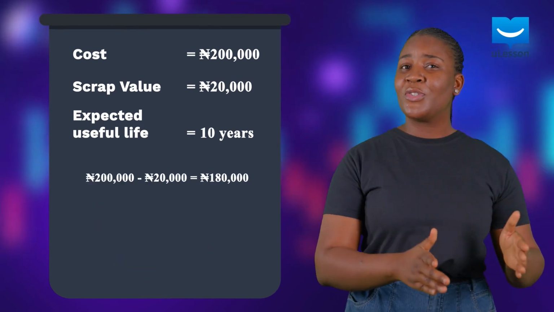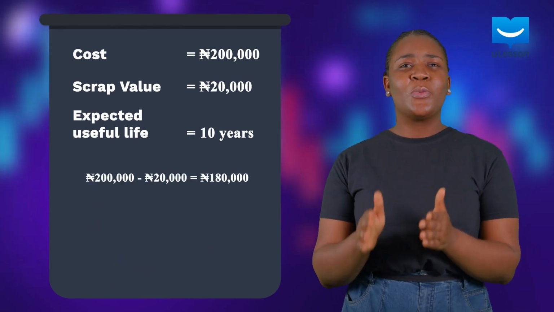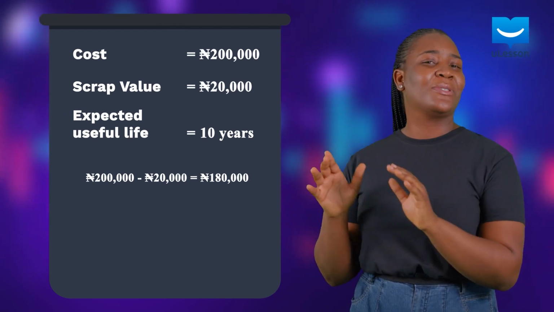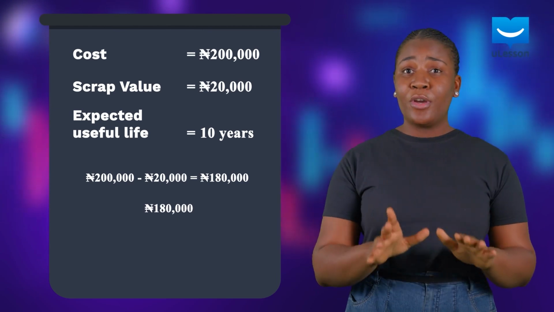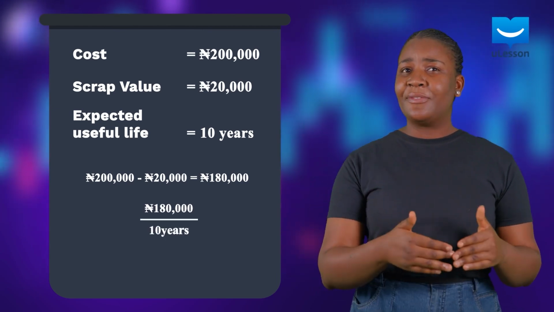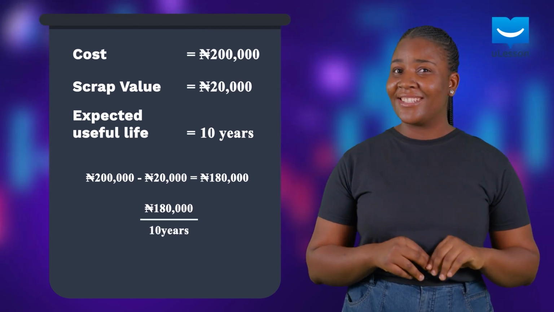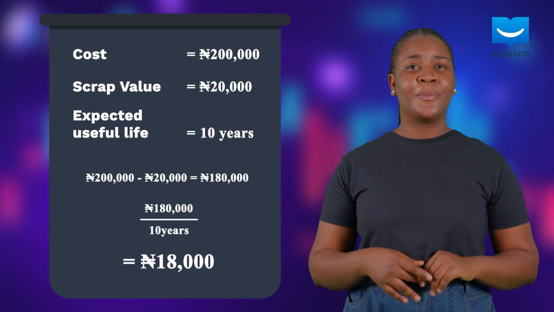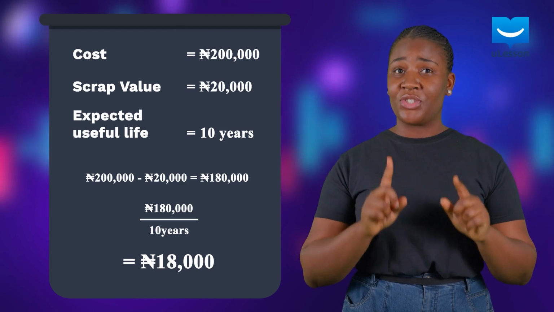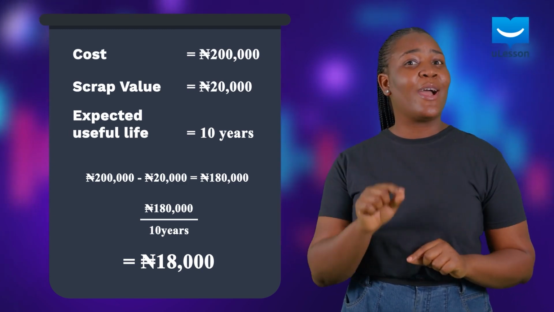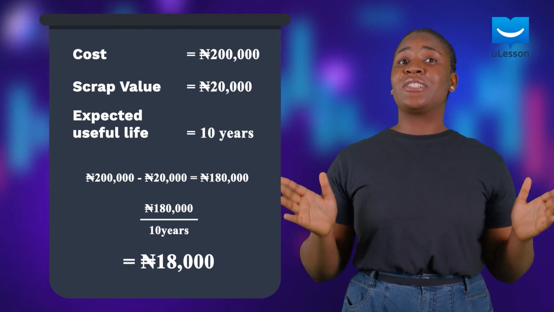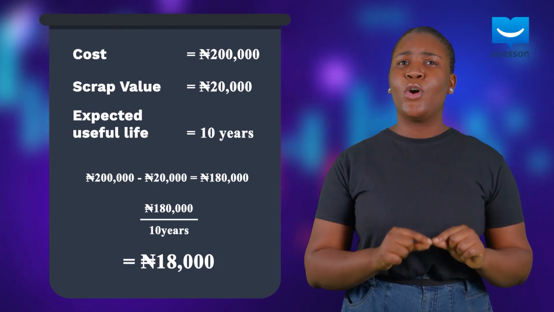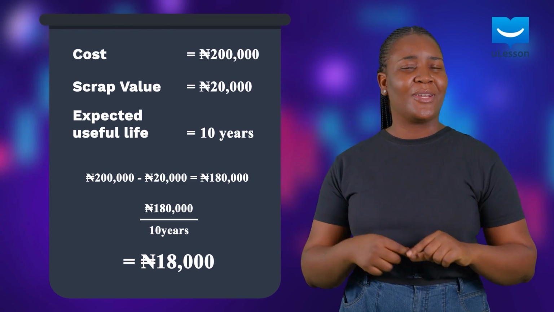Therefore, 200,000 naira minus 20,000 naira equal to 180,000 naira. This 180,000 naira divided by 10 years is equal to 18,000 naira. This means that the computer depreciates by 18,000 naira each year. And after its 10 years of expected useful life, it will be sold for the scrap value of 20,000 naira.